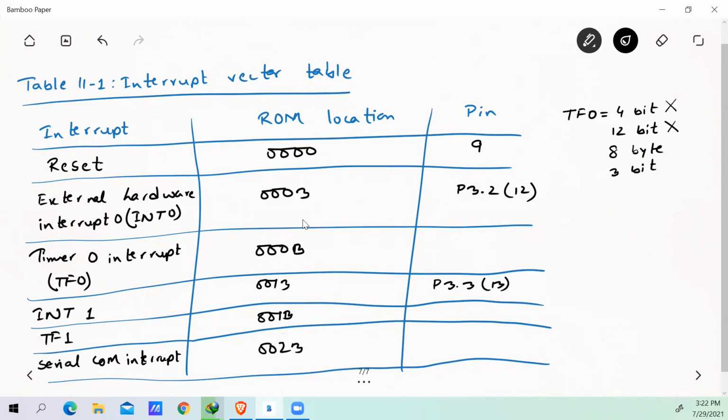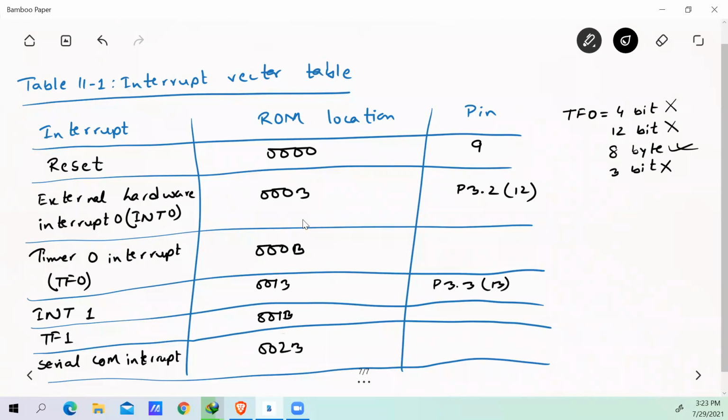So whoever said 8 byte, what is your logic? Tell me. Sir, from B to 13, I got 8. Then I confused it with 8 byte. Right. This is the right answer. Okay, 3-bit is also wrong. Definitely, we have got 8 bytes of memory locations allocated for TF0.